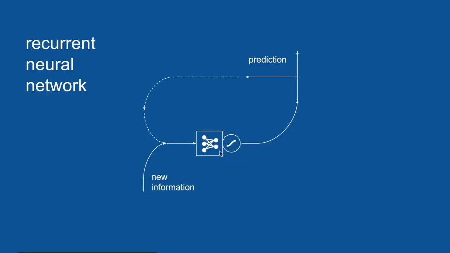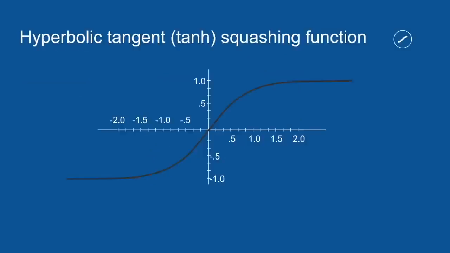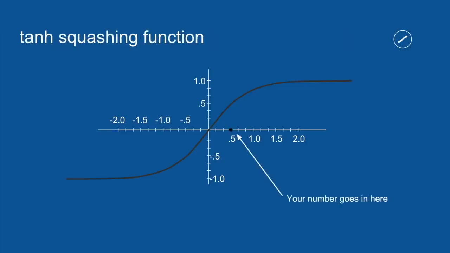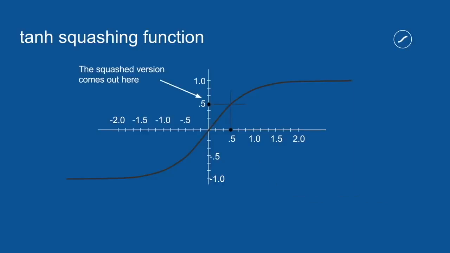And there's one more symbol we haven't talked about yet. This is a squashing function, and it just helps the network to behave. How it works is you take all of your votes coming out and you subject them to this squashing function. For instance, if something received a total vote of 0.5, you draw a vertical line up. Where it crosses the function, you draw a horizontal line over to the y-axis, and there's your squashed version out.